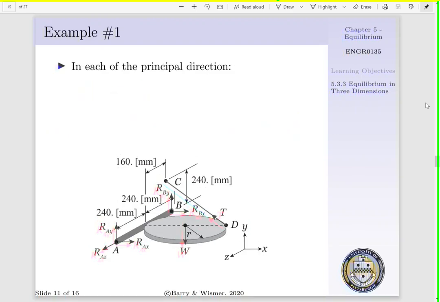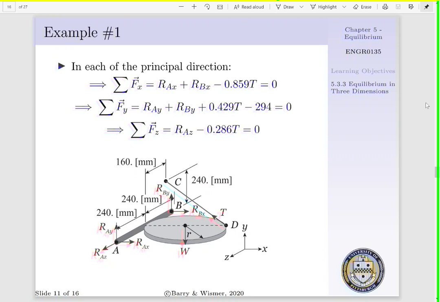We can decompose our previous expression into our principal directions. That is, we can say the summation of our forces in our x direction is equal to RAX plus RBX minus 0.859 T. And this has to be equal to 0. The summation of forces in our y direction is equal to RAY plus RBY plus 0.429 T minus 294. And this is equal to 0. Lastly, the summation of forces in our z direction is equal to RAZ minus 0.286 T. And this is equal to 0.